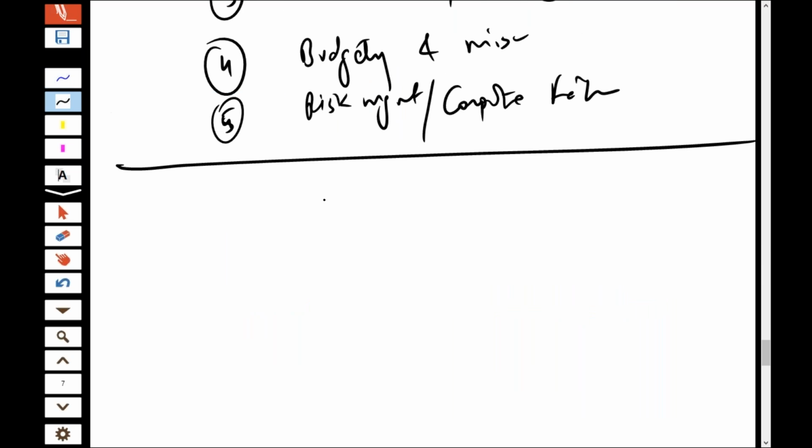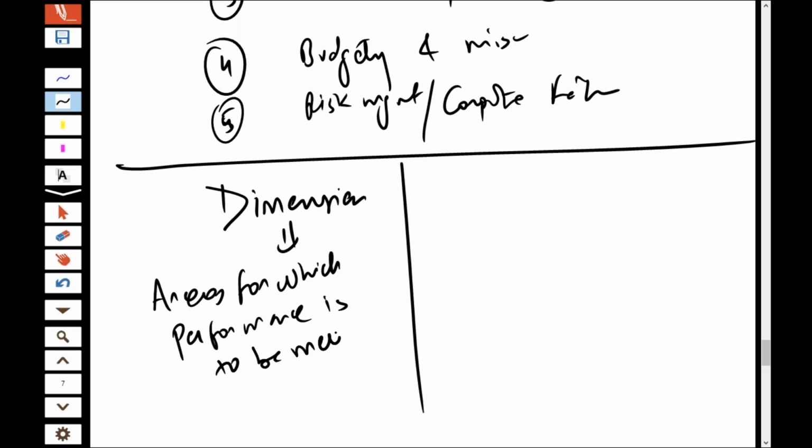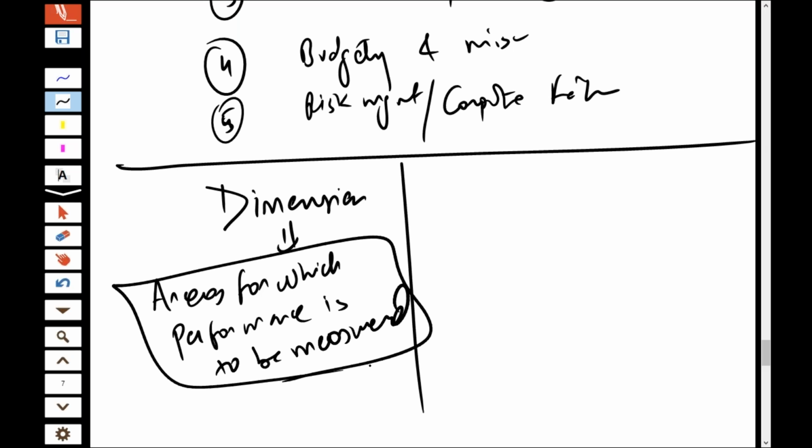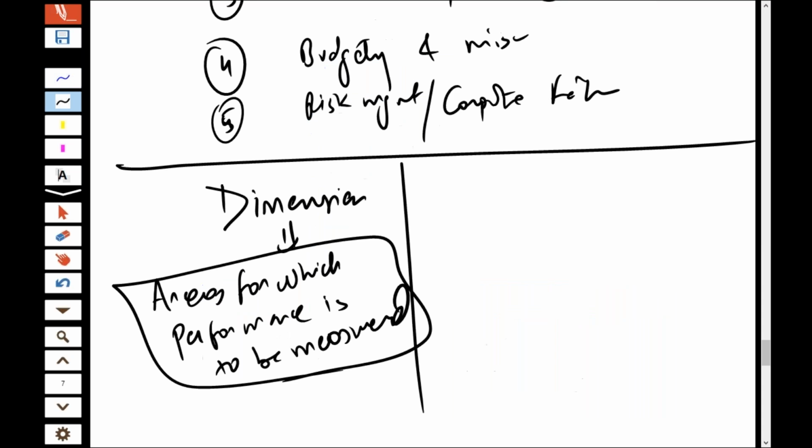Now, what exactly do you mean by these dimension blocks? So when we talk about the dimension block, the concept is that the dimension block actually refers to the areas for which performance is to be measured. So these are the dimensions against which the performance should be measured. 1, 2, 3, 4, 5, and 6. So these are the areas against which the performance should be measured.